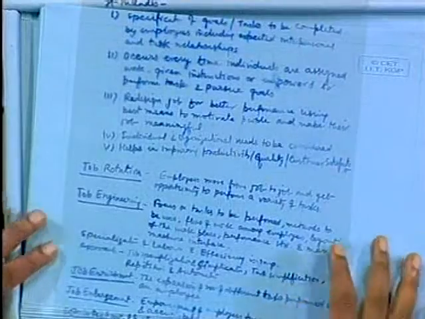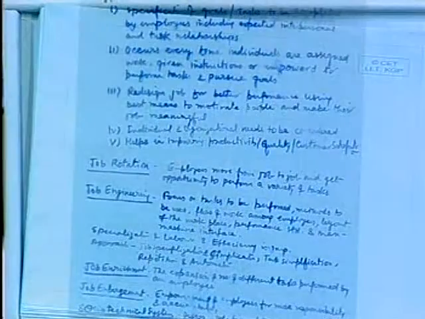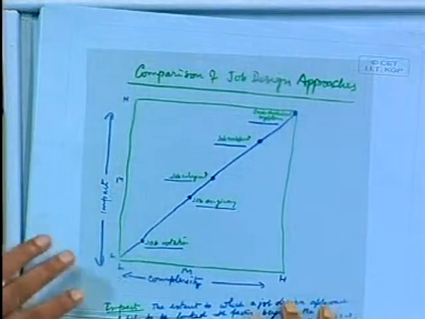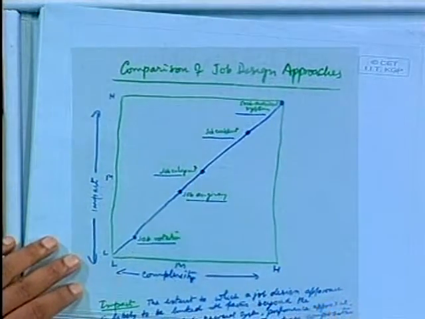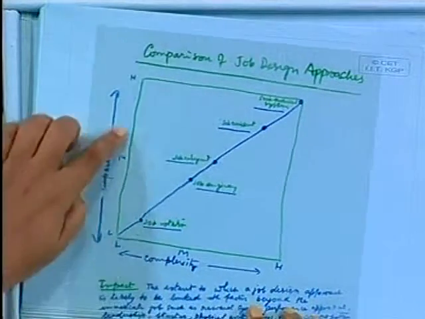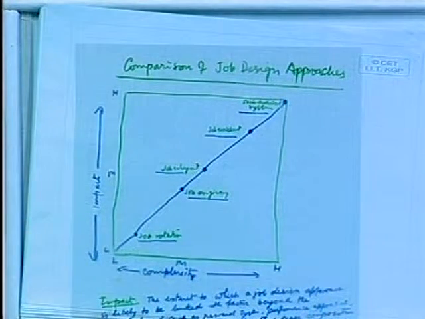Now, if you remember, we talked about different types of approaches for designing the job. If you look at this particular slide, it shows a comparison of different job design approaches. This is on two dimensions, that is impact factor and complexity. It means how much impact it will have and how complex a job is.